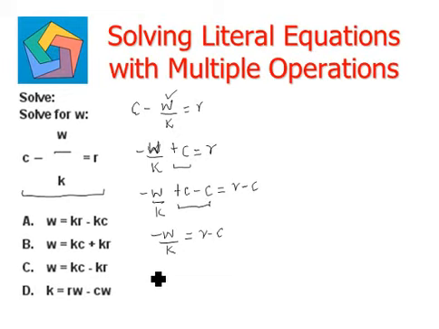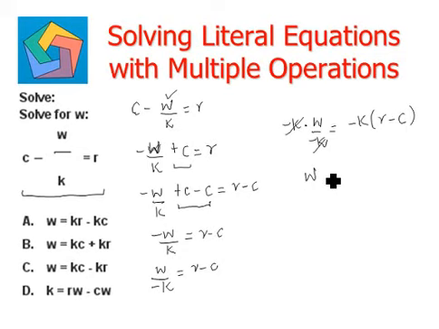Now let's rewrite it. This can be written as w divided by negative k equals r minus c. If we multiply the equation with negative k, let's see what happens. Negative k times w over negative k equals negative k times r minus c. So this negative k cancels with this negative k and becomes 1. w equals, now we have to apply the distributive property and multiply negative k with r and negative k with negative c.